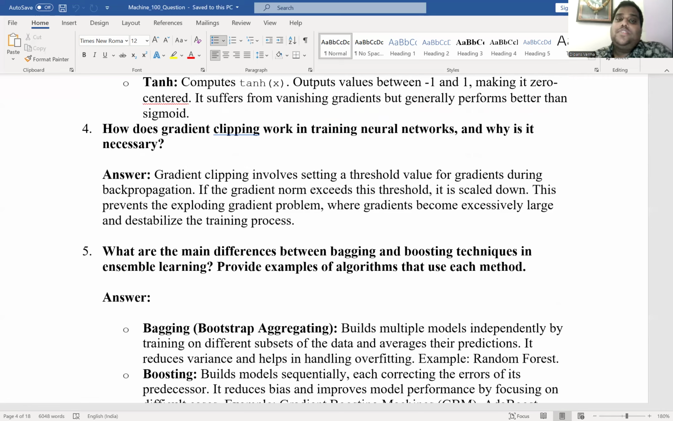How does gradient clipping work in training neural networks? Basically, we want to deal with the backpropagation problem, where there is a massive gradient problem. So it should not go too far in backpropagation, so there's a threshold value. This prevents the exploding gradient problem, where the gradient becomes excessively large and destabilizes the training process.